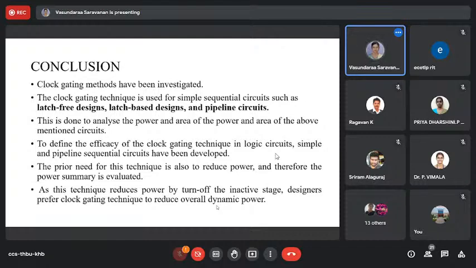To define the efficiency of the clock gating technique in logic circuits, simple and pipeline sequential circuits have been developed. The prior aim for this technique is also to reduce power, and therefore the power summary is evaluated. This technique reduces power by turning off the inactive states. Designers prefer the clock gating technique to reduce overall dynamic power.